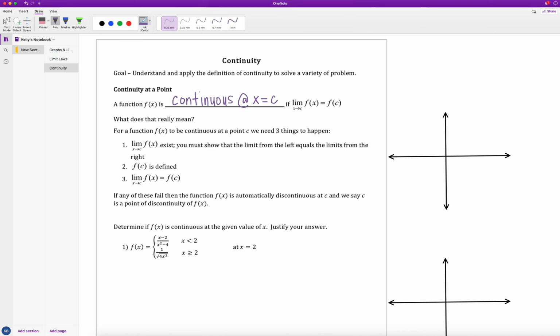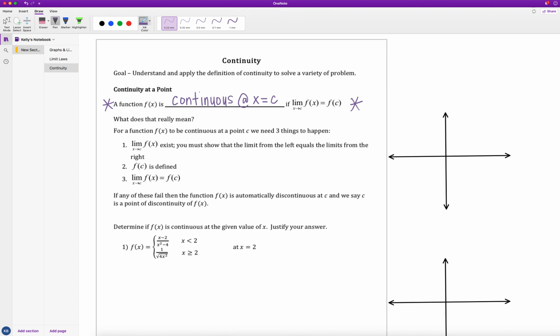So this first statement right here is our definition of continuity, but this statement is jam-packed with a lot of things that this equality sign means. So let's really unpack what that definition means. For a function f of x to be continuous at a point x equals c, we really need three things to happen in order to have that equality statement from above.